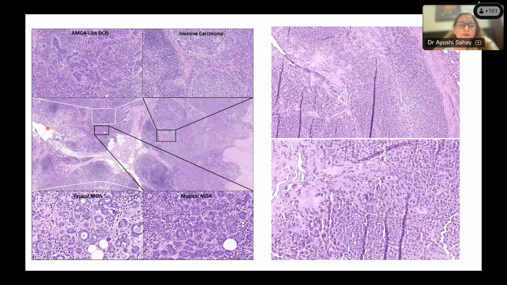So depending on where the core biopsy is taken from, you might miss the invasive component, and it's important to alert the clinician that though you are calling it an adenosis, this particular type of adenosis is usually a precursor of invasive breast carcinoma, and so they need to excise the lesion in entirety to rule out the invasive component.